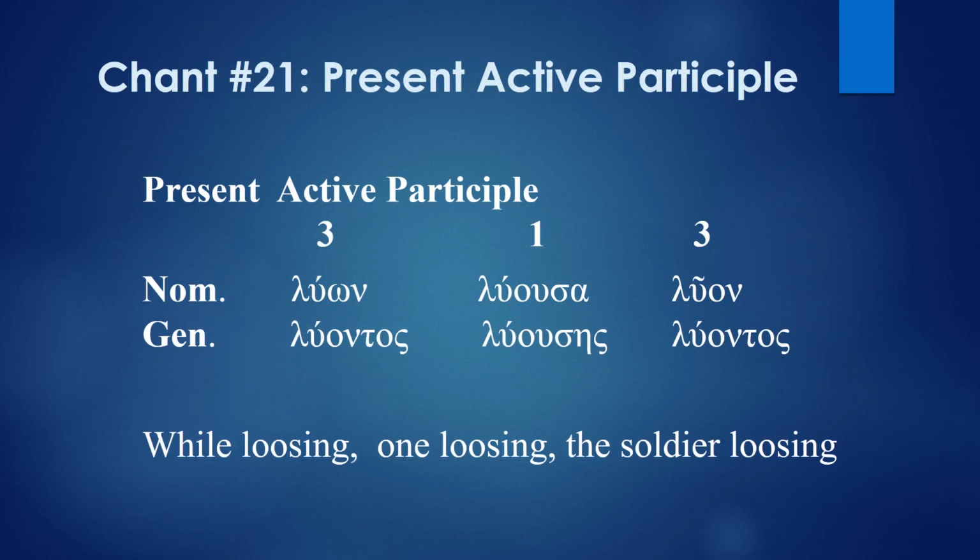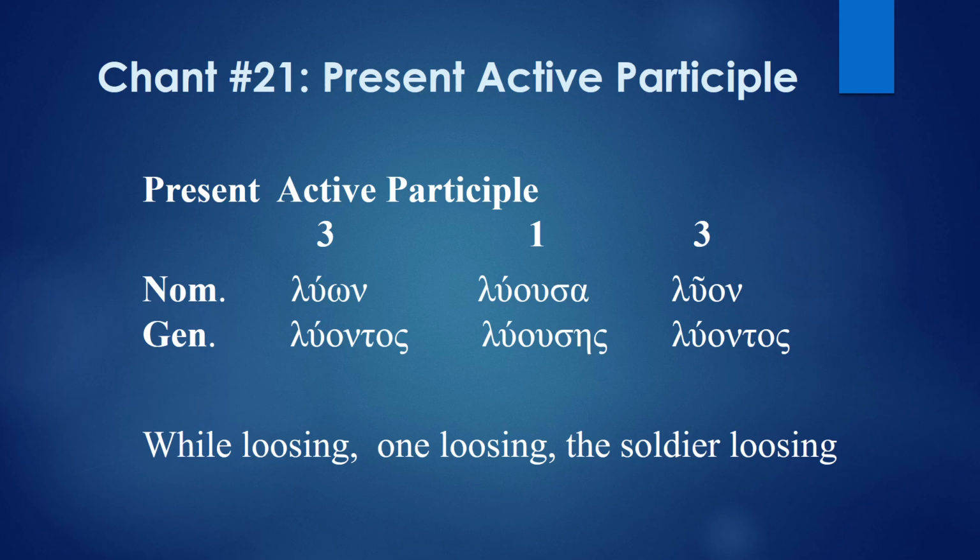This is chant number 21, the present active participles. There are three usages of the participle: the adverbial use, while loosing; the substantive or noun type, the one loosing; and the adjectival type usage would be the soldier loosing. We will just learn the nominative and genitive. These will go out as a 3-1-3, third declension, first declension feminine, third declension neuter kind of format.